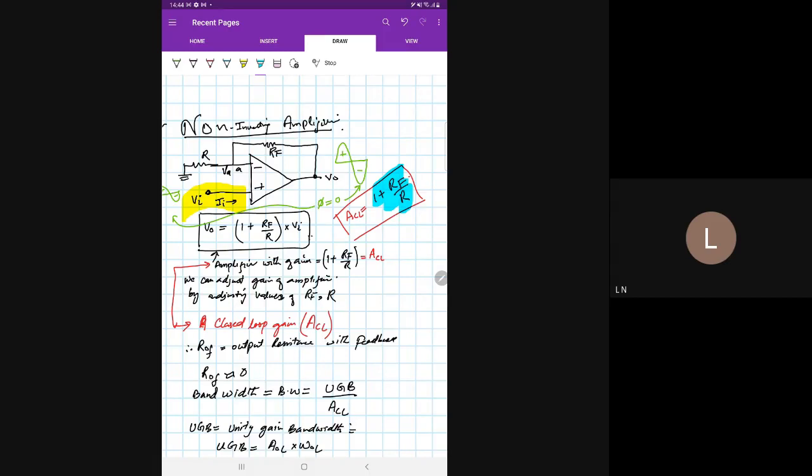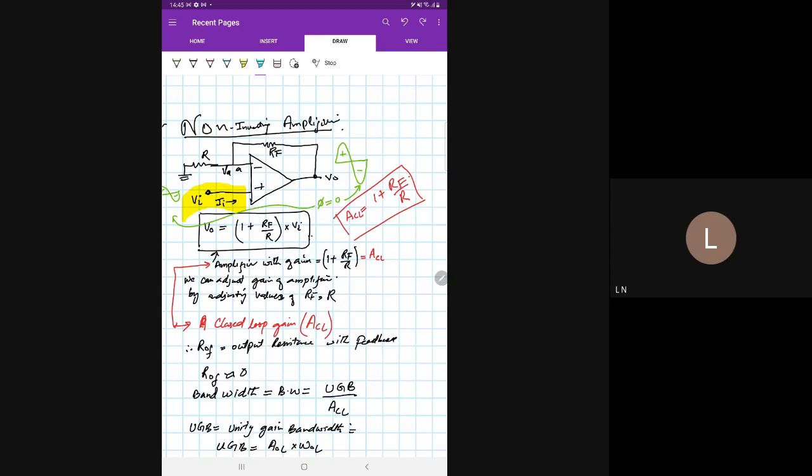It is the gain of the circuit, because the general expression for an amplifier is V output is equal to gain times V input. So we have V output equal to 1 plus Rf by R times V input. Since this circuit has a closed loop present, with negative feedback, the gain is known as closed loop gain, and it is denoted by ACL. ACL is the closed loop gain of the circuit.